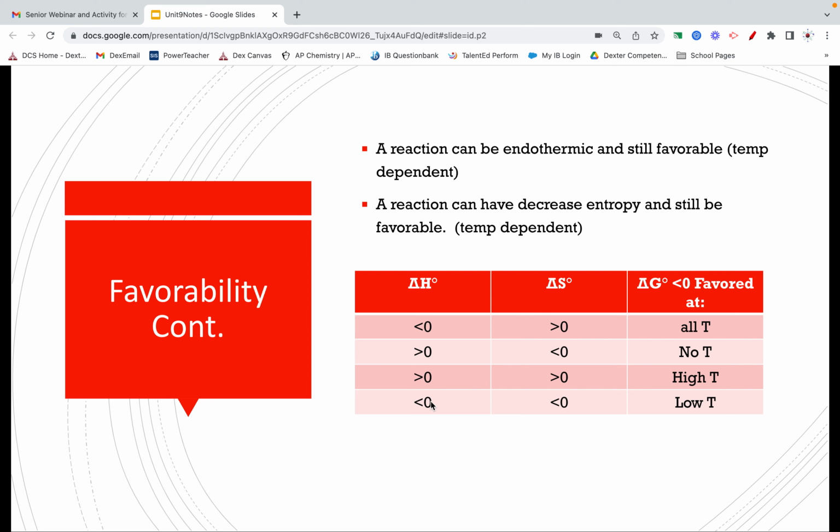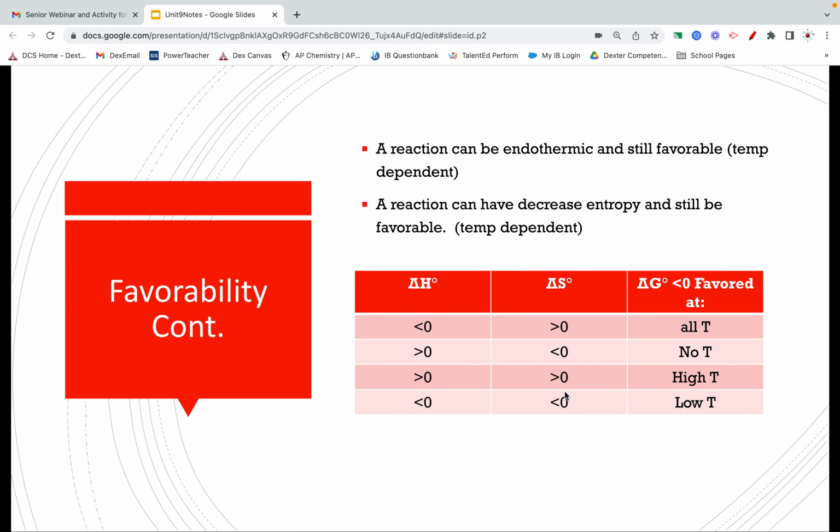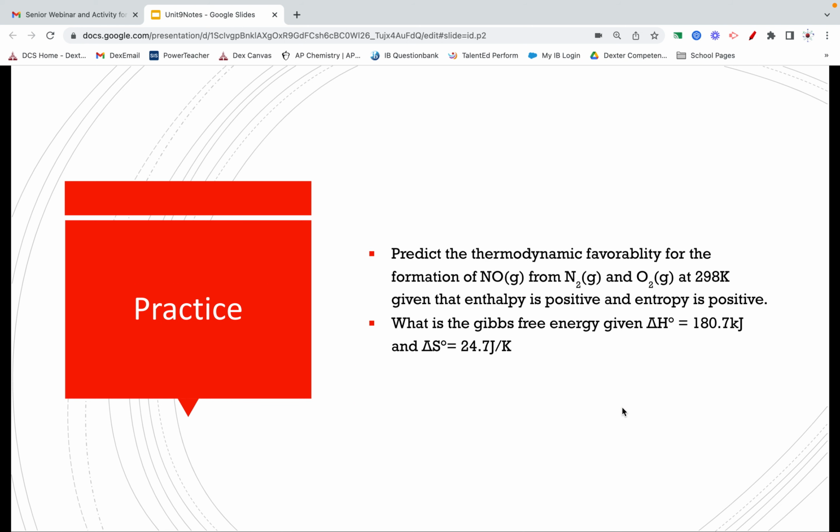If we have an exothermic reaction, but our entropy is decreasing, so we're becoming more and more ordered, that will be favored only at low temperatures, so that the exothermic overwhelms the entropy part of it. Let's look at a math problem and hopefully that will help make sense about why that works out.